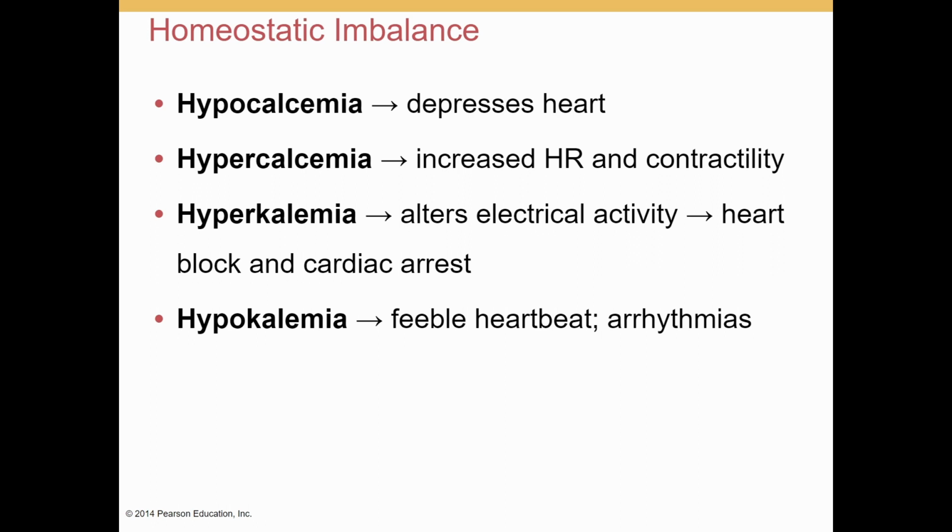Some other homeostatic imbalances that could affect heart rate and heart function are hypocalcemia, which is a low amount of calcium. It can depress the heart. Hypercalcemia, a high amount of calcium, can increase heart rate and contractility. Hyperkalemia, an increased amount of potassium, alters electrical activity of the heart and can lead to heart block and cardiac arrest. Hypokalemia is not enough potassium and can lead to a feeble heartbeat and arrhythmia. So while potassium can inhibit heart activity, you do need a certain amount of it to allow for repolarization and reset. You don't want too little.